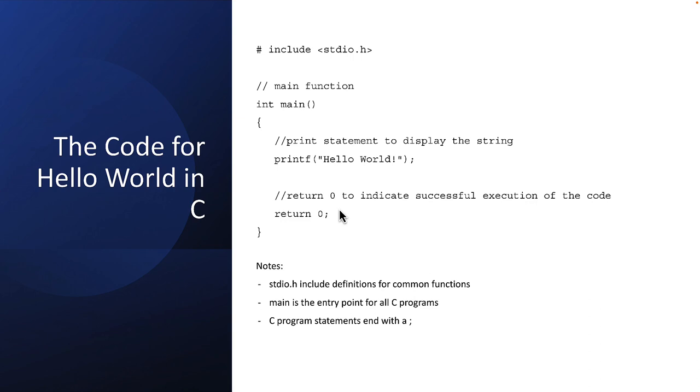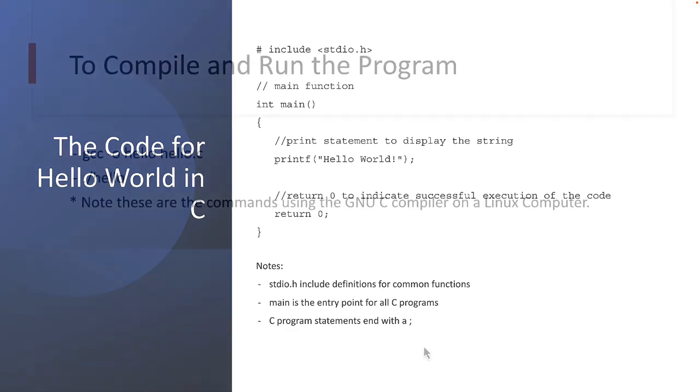Next, finally, after it prints out Hello World, it returns 0, which indicates a successful execution of the code. Again, another comment outlines that, and then finally our end curly brace. So pretty straightforward syntax. Let's go ahead and look at how we would compile this program after we first enter it into an editor, and then we're going to compile and run it.